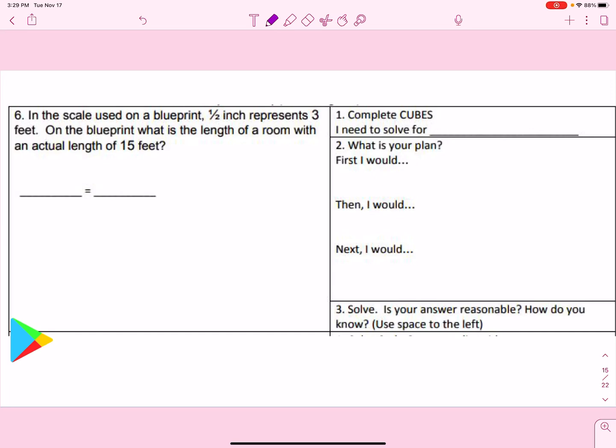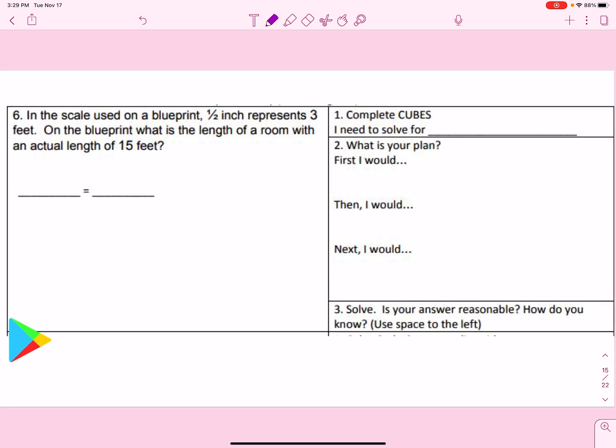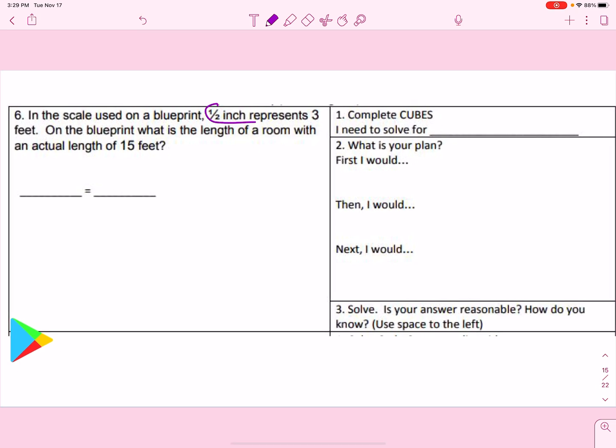In the scale used on a blueprint, 1/2 inch represents 3 feet. Blueprint is a key word. That's important. Scale is a key word. On the blueprint, what is the length of the room with an actual length of 15 feet? So what is the length is going to be my question.